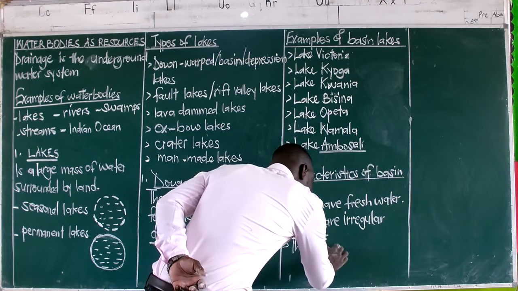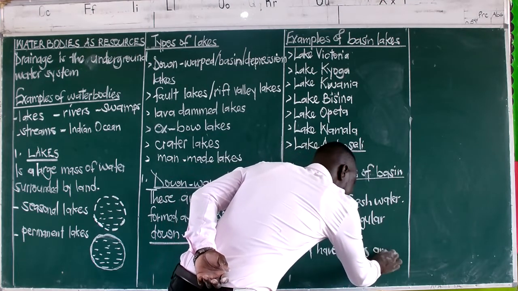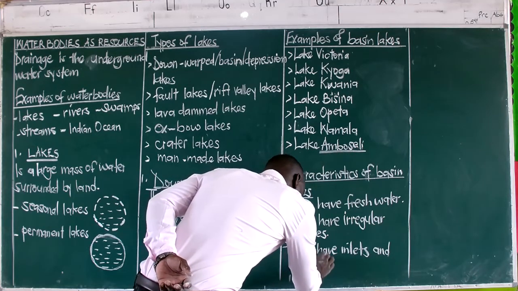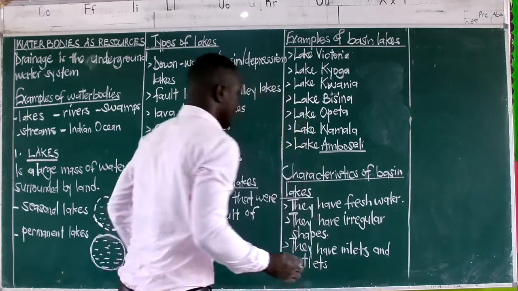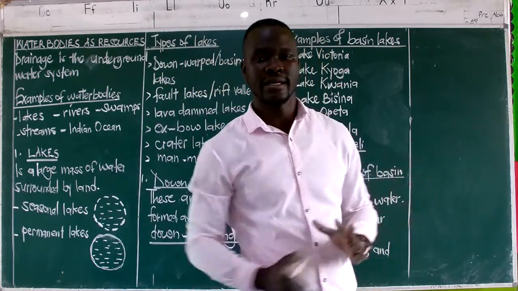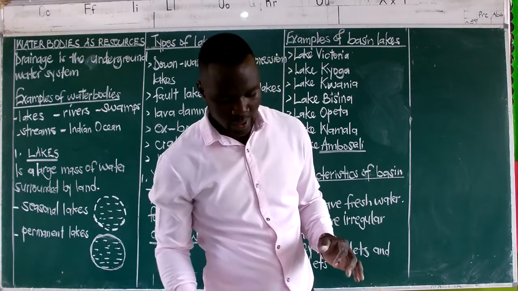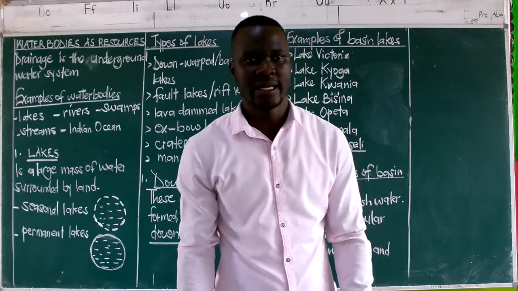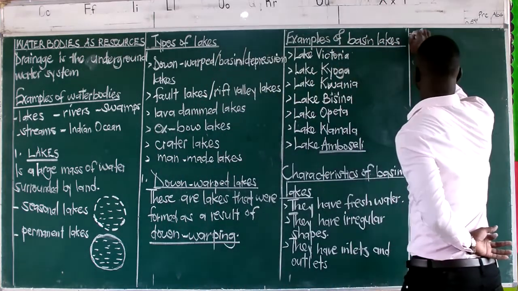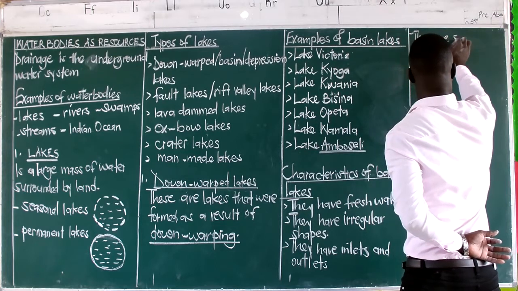meaning the inlets which bring the water to them, and then they also have the outlets that are taking water away from them. And then lastly, not the least, we can say these lakes are shallow. They are shallow.